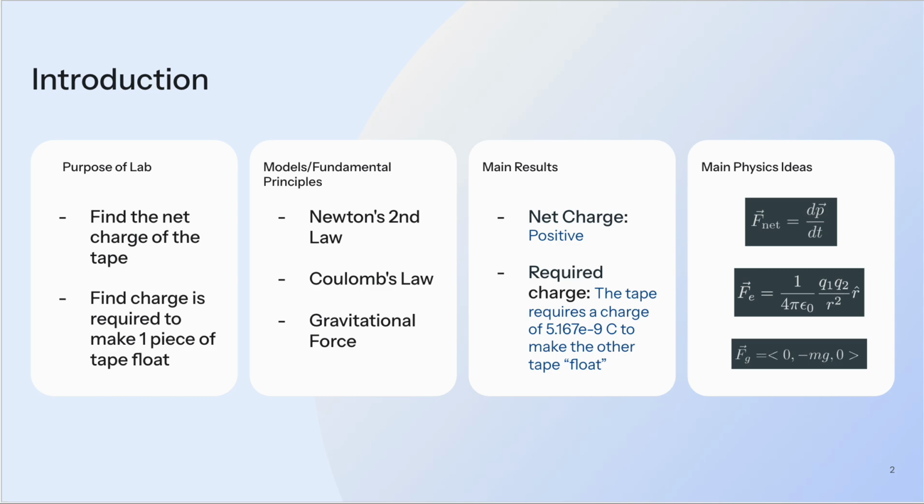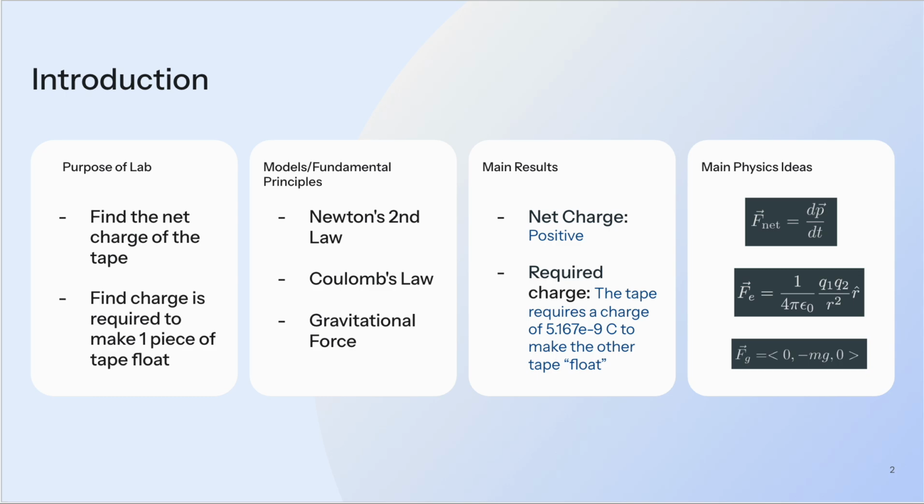To introduce this lab, we'll first talk about the purpose, which was first an experimental portion where we applied a charge to a piece of tape and then compared that piece of tape to different objects that we did know the charge of to try to determine what the net charge of the tape was. And then we used experimental and computational models to calculate how much charge is required to make one piece of tape float. To do this, we used Newton's second law, Coulomb's law, and the gravitational force formula for near-Earth gravity. We came to the conclusion that the net charge for the tape was positive and that the tape requires a charge of 5.167 times 10 to the negative 9th coulombs to make the other tape float.